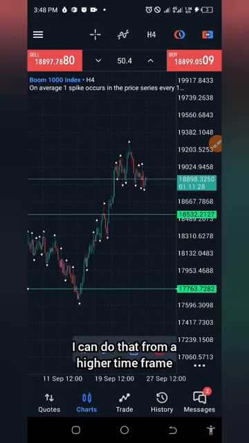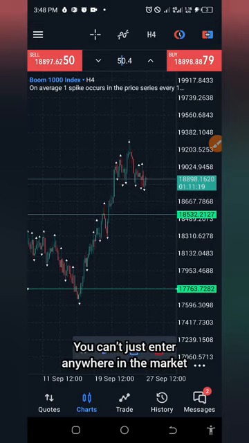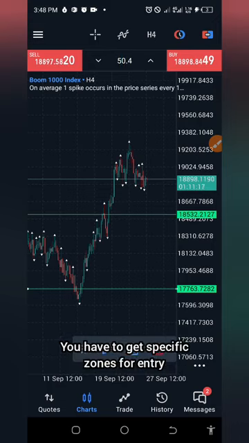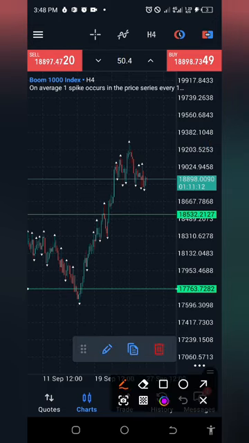I can do that from a higher time frame. Okay, get your direction. Next thing is to get your point of entry. You can't just enter anywhere in the market. You have to get specific zones for entry. And here is our best shot. Whenever price comes to this zone, you want to enter.